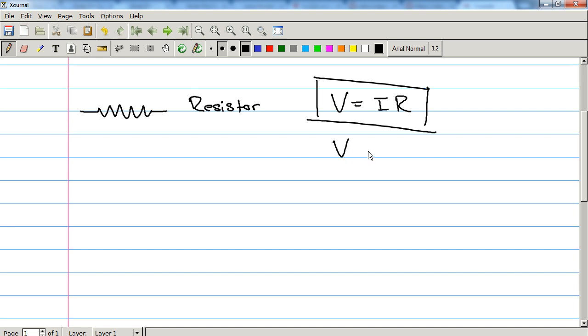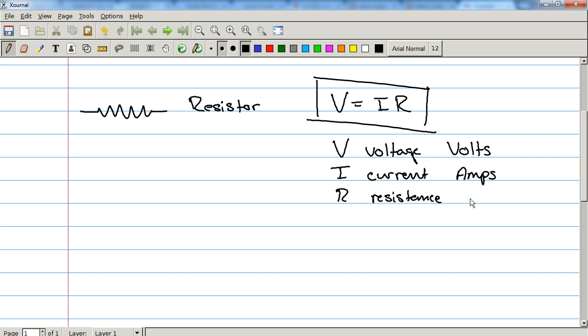So just a little review. V is voltage, measured in volts. I is current, measured in amps. And R is resistance, measured in ohms. So from this equation you can derive, or you can make, several assumptions.